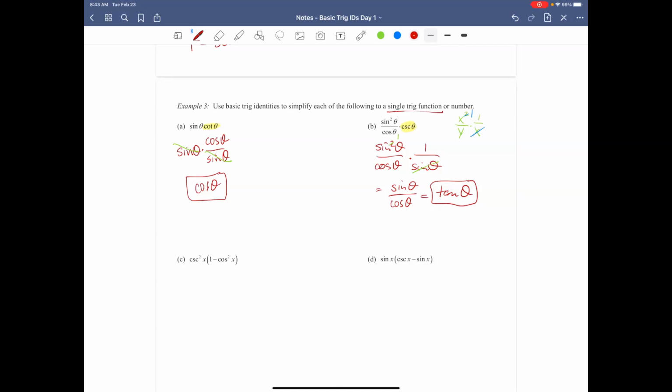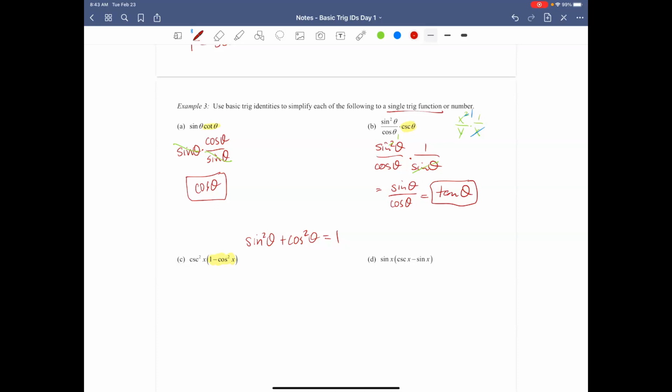In letter C of example 3, we have cosecant squared x multiplied by 1 minus cosine squared of x. And what I recognize is that I have something really cool going on here in the parentheses. Notice that that is one of our Pythagorean identities rearranged like we did in example 1. Just recall quickly that we have sine squared theta plus cosine squared theta is equal to 1. That is our Pythagorean identity like it would show up in a textbook.